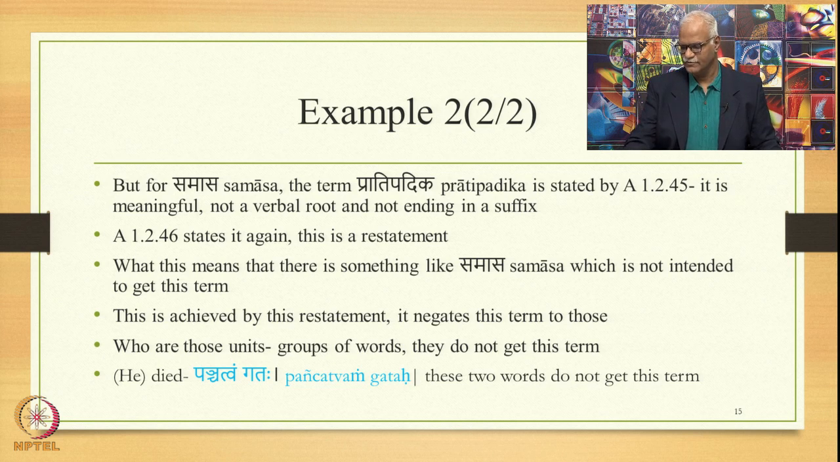So for example, the word group Panchatvangataha, this is not considered a Pratipadika even though it means one thing, he died. So Panchatvangataha is not considered as Pratipadika. Only Samasa is considered as Pratipadika. So these two words do not get this term. This is how the Niyama works as far as the Pratipadikatva is concerned. So these terms, and there are several such examples, they are termed as non-Pratipadikas, but the Paninian grammatical system does not have a category to treat such words. We have provided a category called Visa for these particular words.